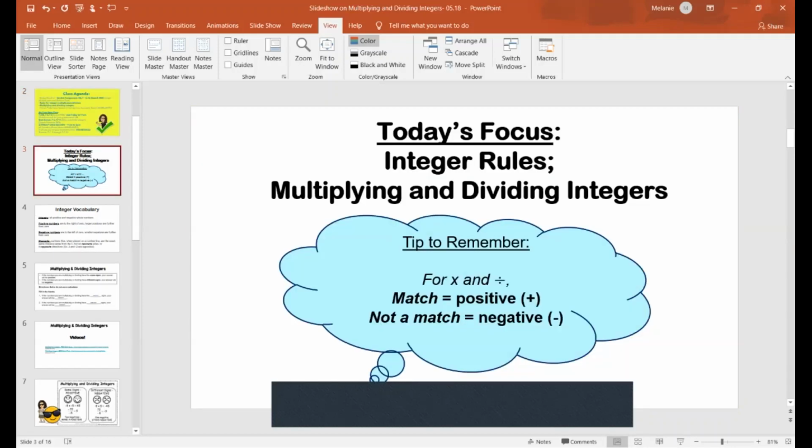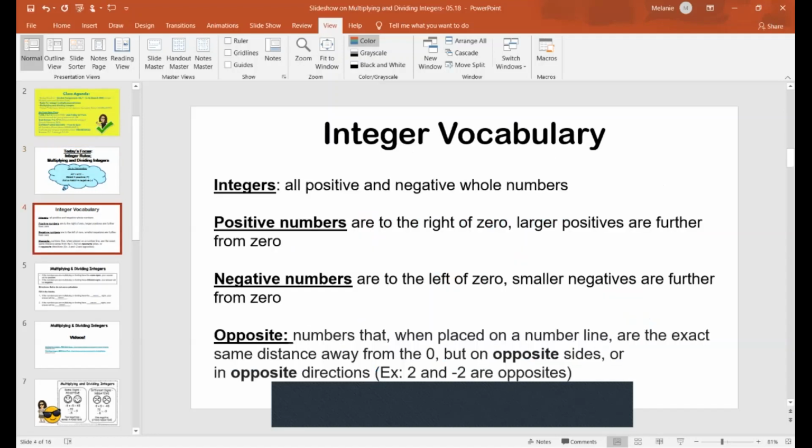Okay, so here is a tip for today. Tip to remember for multiplication and division of integers: if the sign matches, it's positive. If it's not a match, it's negative. So that's kind of an easy tip for you to remember. If it's a matching sign, it's positive. If it's not a match, it's negative. Okay, so let's learn about some integer vocabulary.